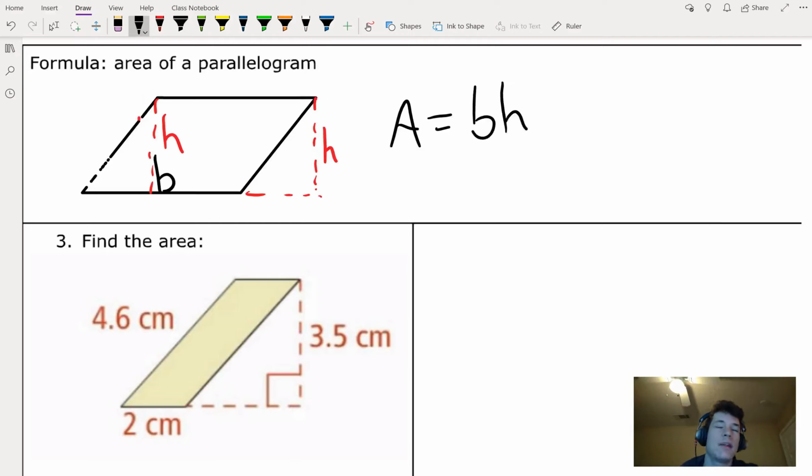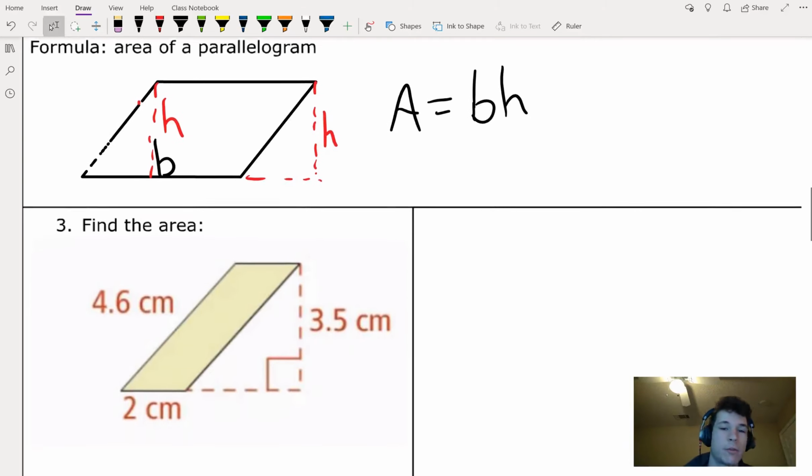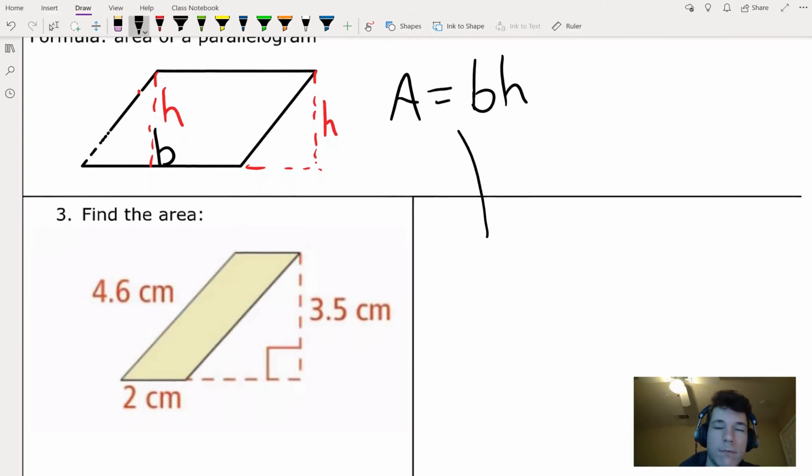It's just finding that base and height can be a little tricky because it's not a rectangle. It's not so obvious what is what. But very similar formula to the triangle, even easier actually. We just have to multiply two numbers. Let's use that formula down here for this parallelogram.